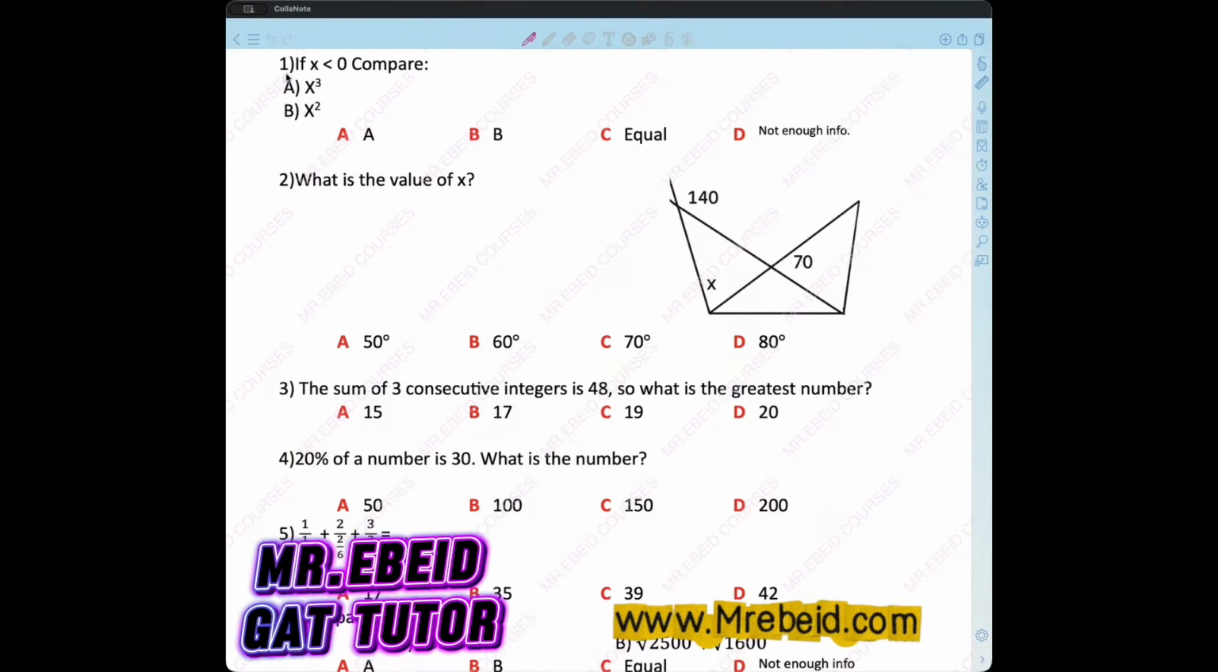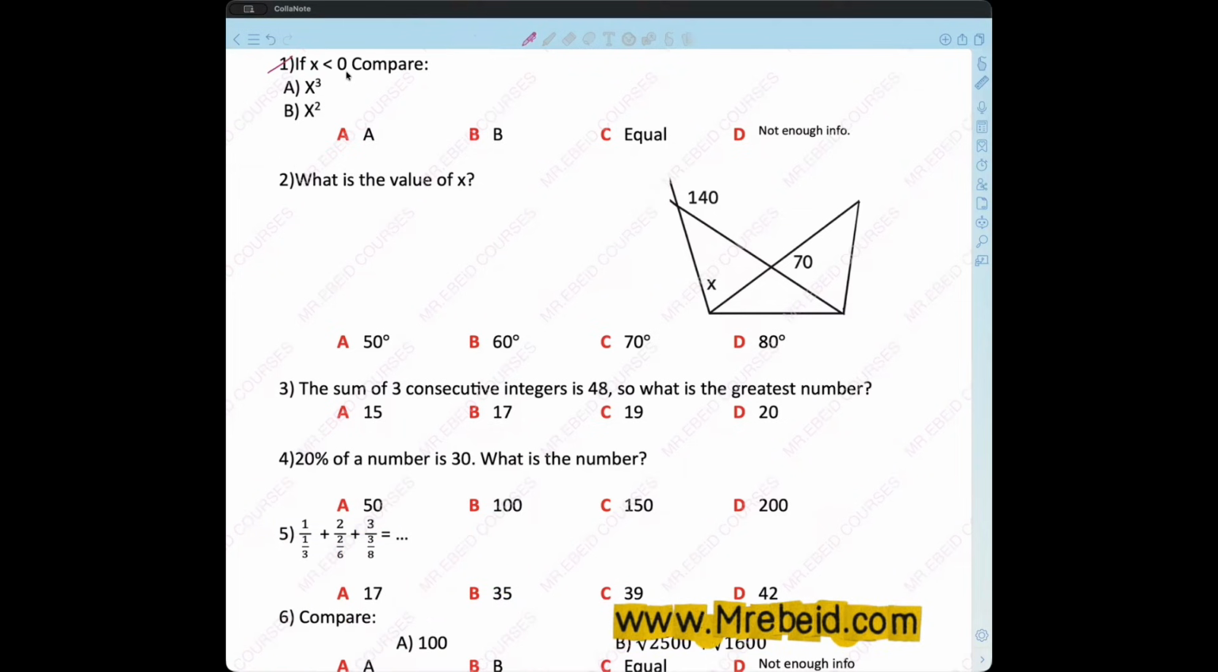Let's get started. Question 1, if x is smaller than 0, compare between x to the power of 3 and x to the power of 2. We have x smaller than 0, so we can say that x equals -3, for example. So -3 raised to the power of 3 will be -27, and -3 raised to the power of 2 is 9, because if you have an even exponent, it will eliminate the negative sign. So this is positive, this is negative, it means B is greater. So the answer is B.